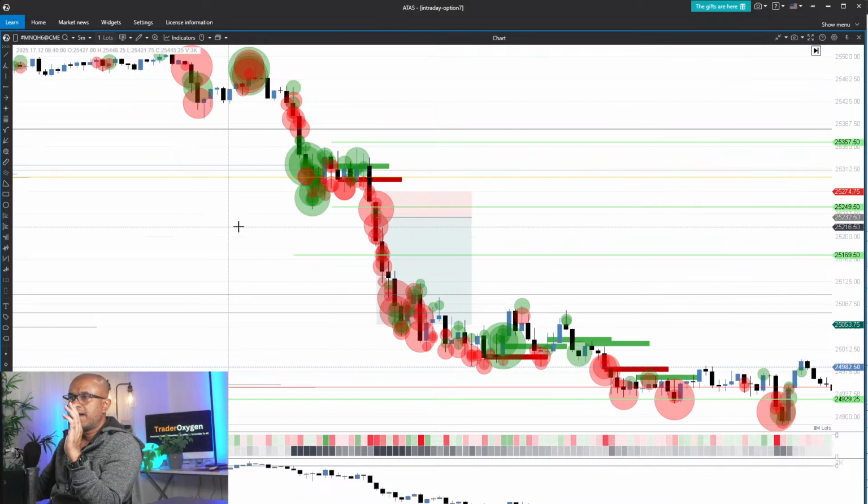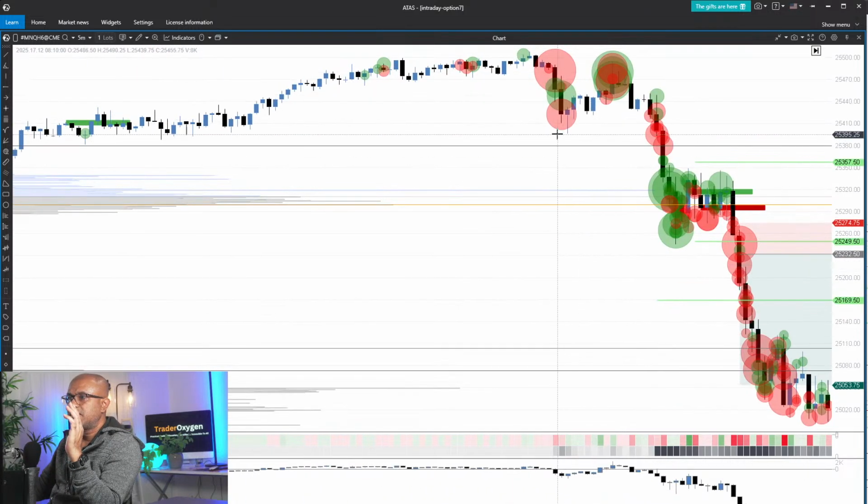So this is that area, 9:30. If I show you over here, this is 9:30 a.m. New York time, the area I was showing you earlier in the 30-minute chart.